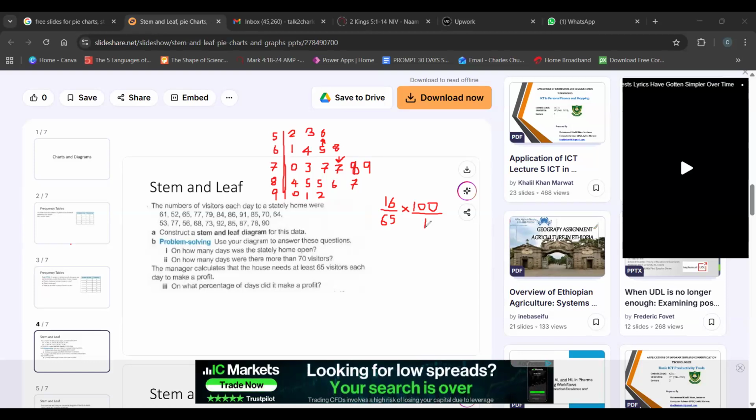If it will be the same, I was just a bit not too sure about the arrangement. So this is how I would have gone about it: the percentage of days that it made a profit is 16 days out of 65 days multiplied by 100 over 1. Okay, nice job with the problem solving there. So it would be 10.4%.